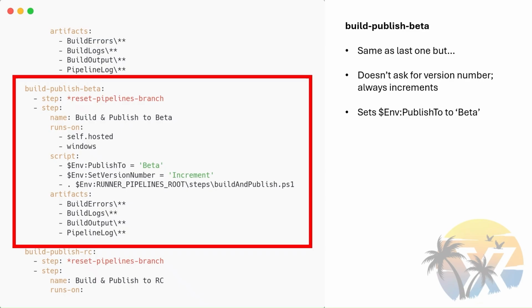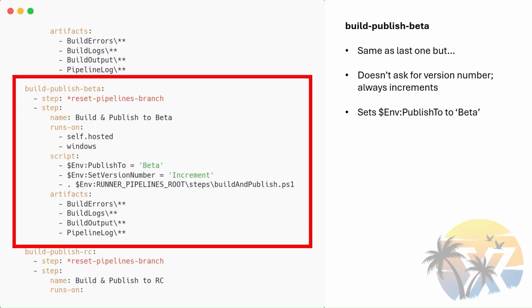Here I have another pipeline, very similar. Instead of being called build custom upload only, this one is called build publish beta. And if you'll notice, it's the exact same thing. However, prior to build and publish.ps1 getting called, instead of setting publish to as upload only, it's getting set to beta. And then by default, the set version number is getting set to increment. So the build and publish to beta pipeline doesn't ask a user whether they want to increment or not. It just always increments the last build number.